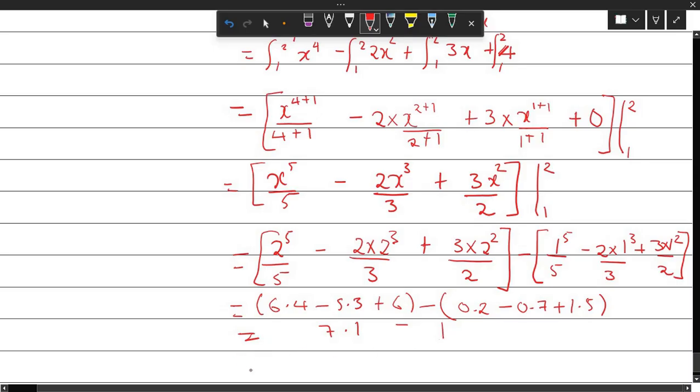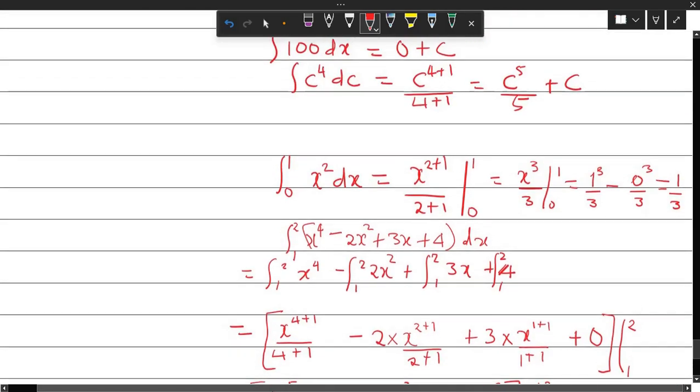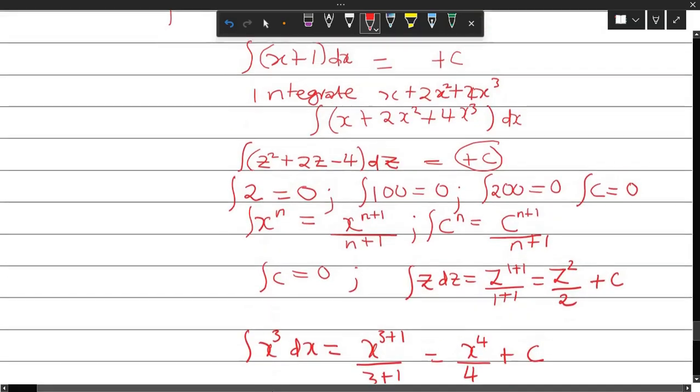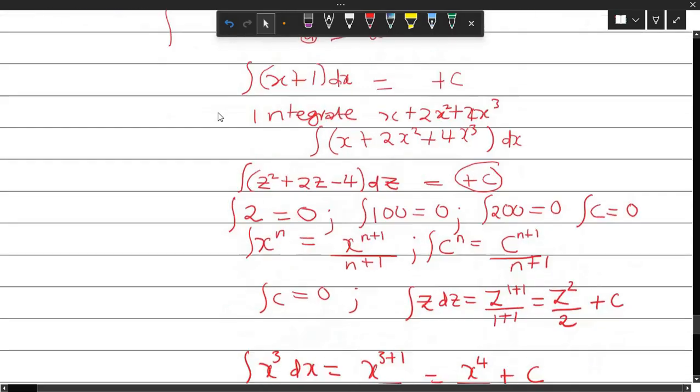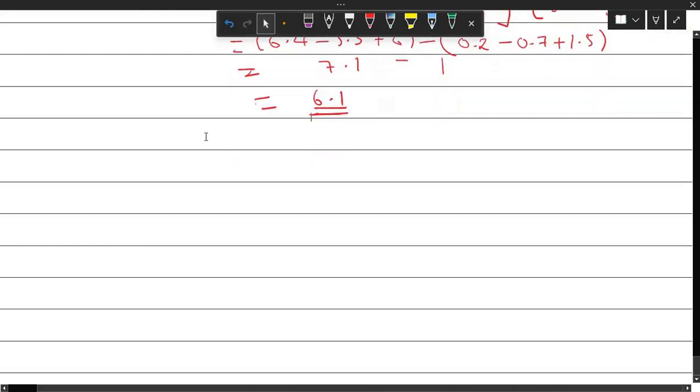So 7.1 minus 1, it will be 6.1. So this is our answer. So this is how you apply the formula when you have a limit. So now let's answer this question using the same principle. So now get our formula, our equation. Let me just paste it here.